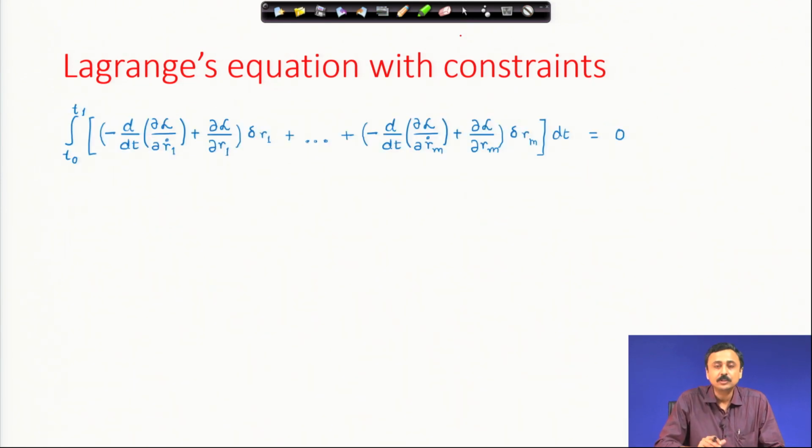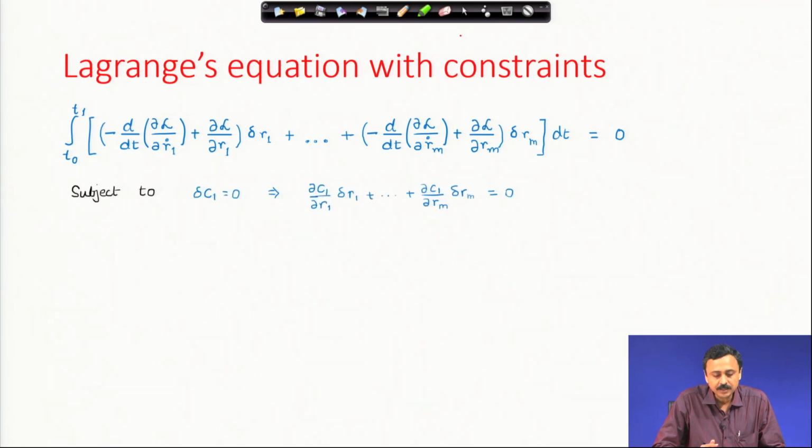Then what we do, so this is our variational statement written in a detailed form. These are subjected to these constraints, delta C1 equal to 0, and what is delta C1? Remember, these are rheonomic constraints, they involve time, but variation will not differentiate that time. So, only we have del C1 by del R1 delta R1 and so on up to del C1 by del Rm delta Rm equal to 0. So, this is the variation of the constraint, and like this I do variations for all the m minus n constraints.